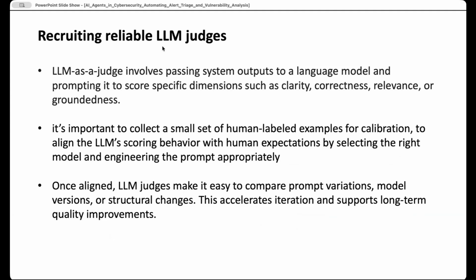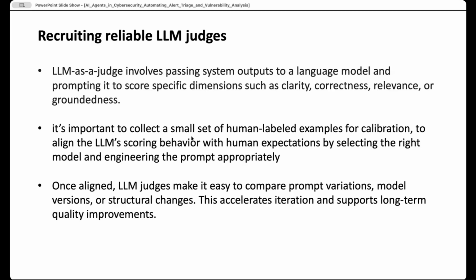They also mentioned reliable LLM judges. We have seen human judge results, like whether it is correct, relevant, or helpful. But if you want to speed up the iterative development and testing of the LLM agent, you may also want to consider an LLM as a judge. This is to pass the system outputs to an LLM and prompt the LLM to provide a score, such as for clarity, correctness, relevance, or how grounded it is for the use case.